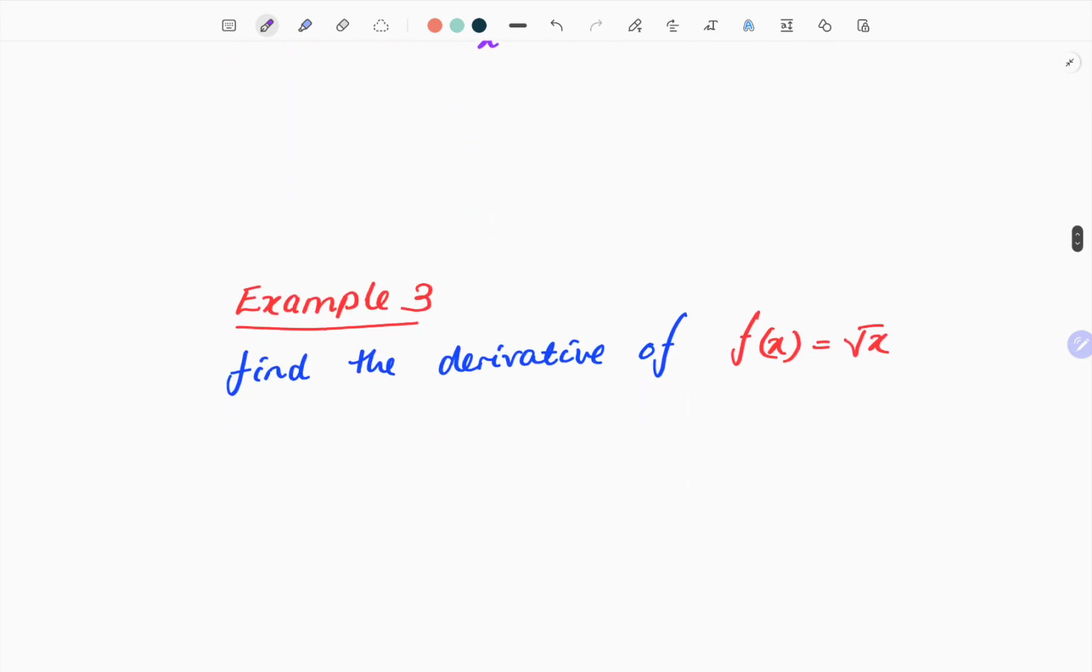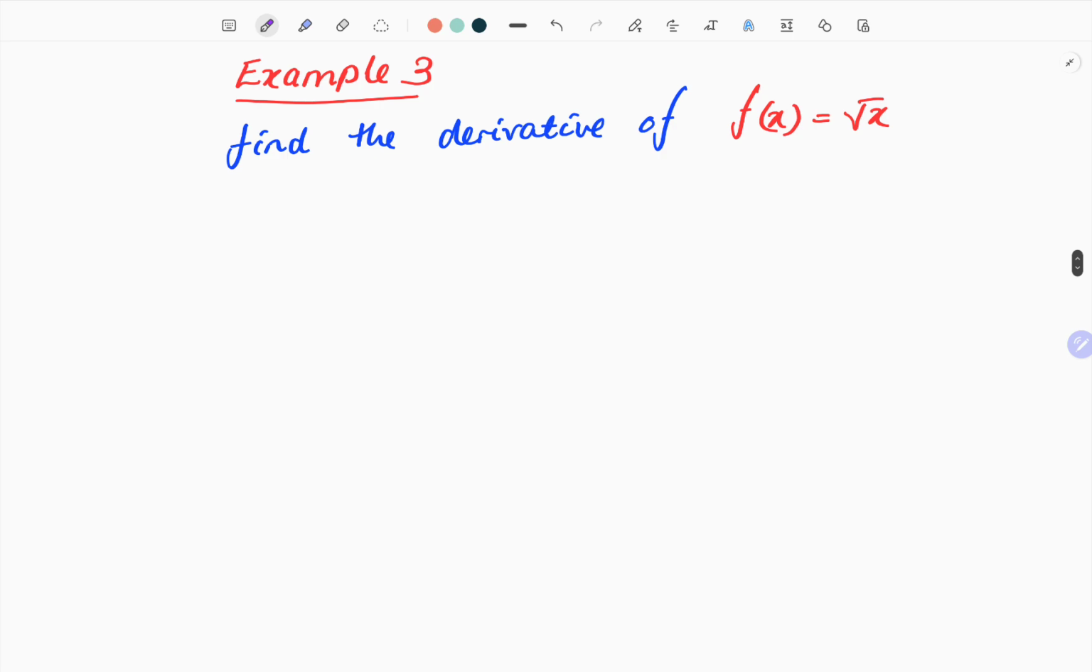Then another example, find the derivative of f(x) is equal to the square root of x. Now again, you don't want to differentiate when the x is under a square root. So you apply again the laws of indices, and f(x) is equal to the square root of x becomes f(x) is equal to x to the power a half. Then you apply the first formula.